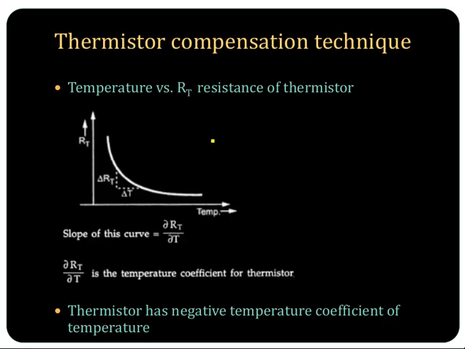Next is the thermistor compensation technique. For this, you are doing compensation against temperature variation, isn't it? For that, you are choosing a resistor with negative temperature coefficient, which is known as a thermistor. So this is the characteristic of a thermistor, and dou RT by dou T is the slope of this curve. This is the temperature coefficient here, or the thermistor has negative temperature coefficient.